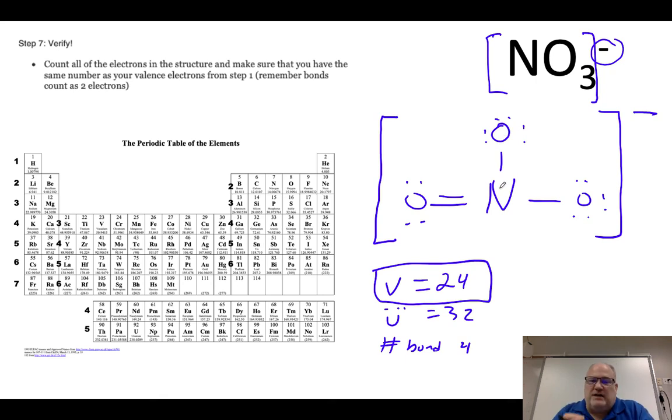Now, I would love for you guys to stay tuned because this is part 1 of the Lewis structure drawing. We're going to deal with exceptions and some other things in the future, but hopefully this is of help.